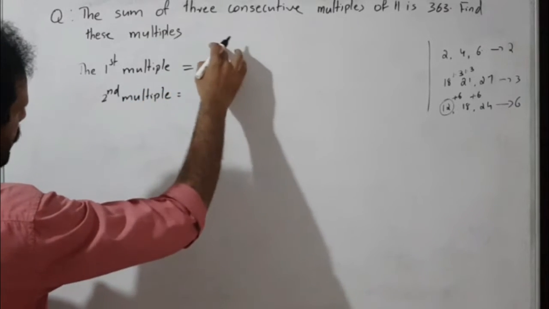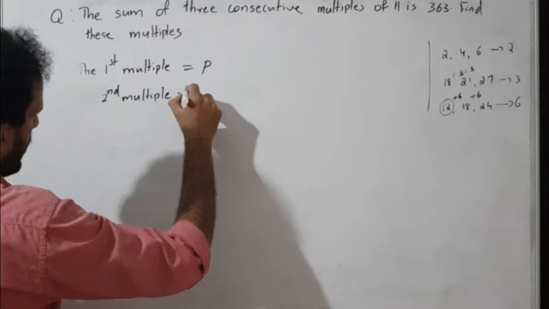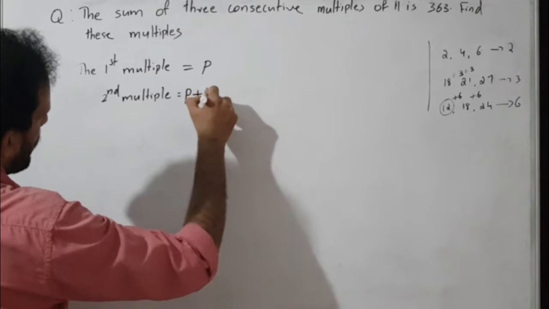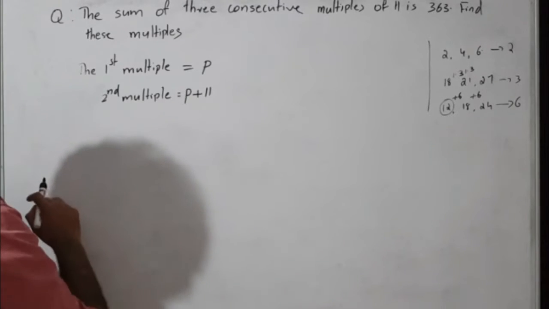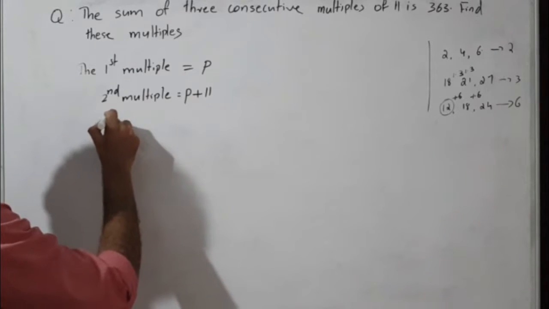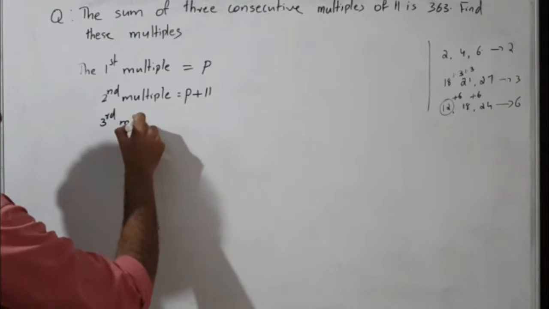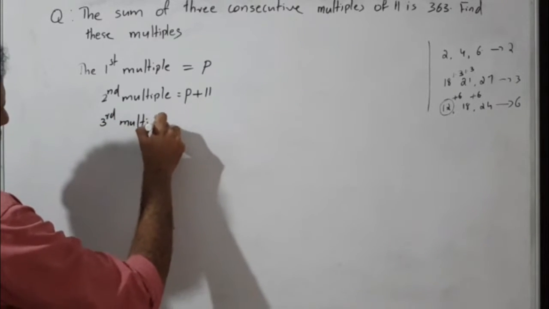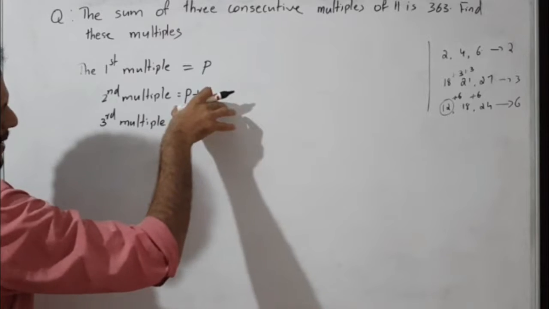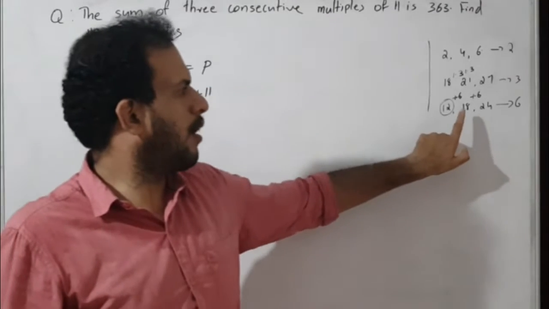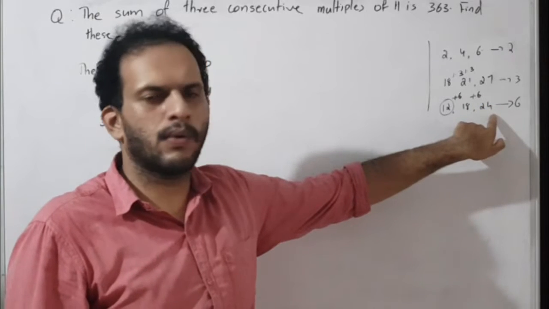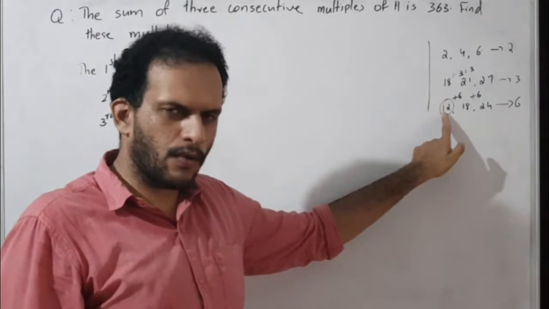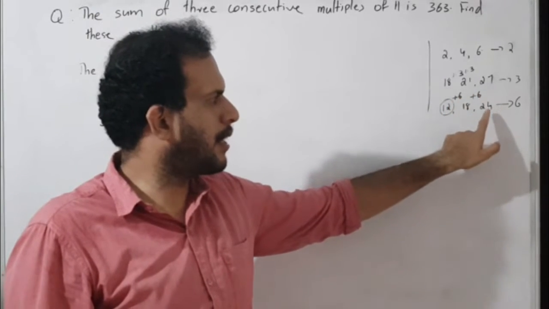P plus 1 times 11 is P plus 11. Correct? So how to write the third multiple? Third multiple is equal to... To the second, how many times we want to add? To the second, we need to add once again 6, then you get the third one. Or from the first, we add 2 times 6, then you get the third one.